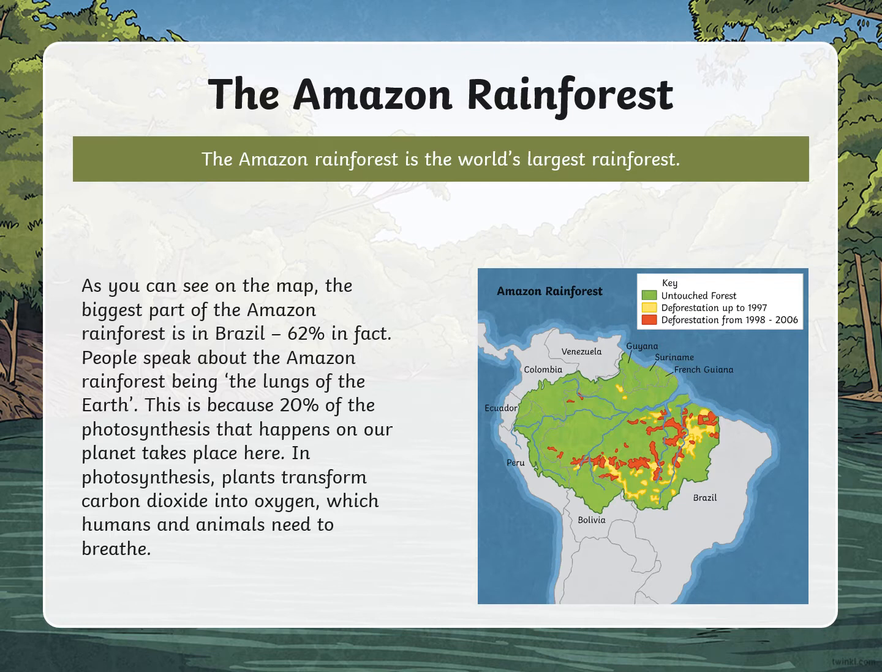So as you can see from the key in this map, the green is the untouched forest, the yellow was the deforestation up to 1997, and the red the deforestation just from 1998 to 2006. So I can only imagine what a map would look like now.